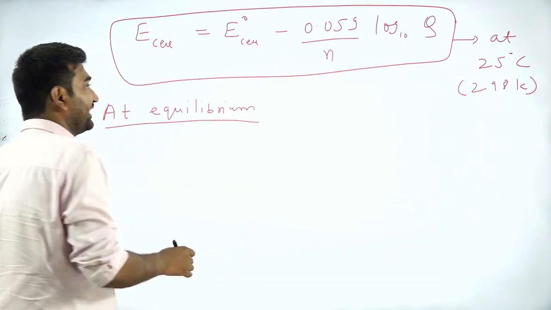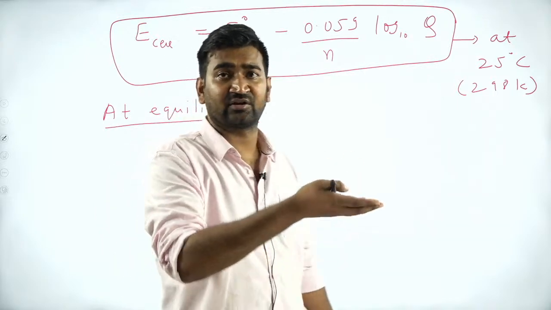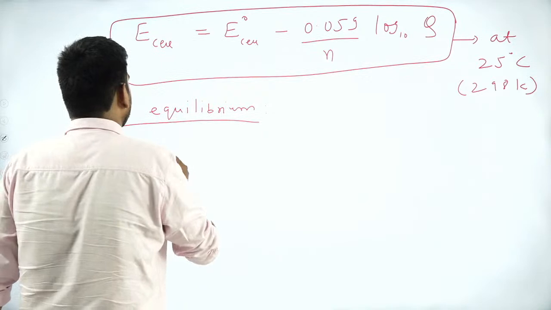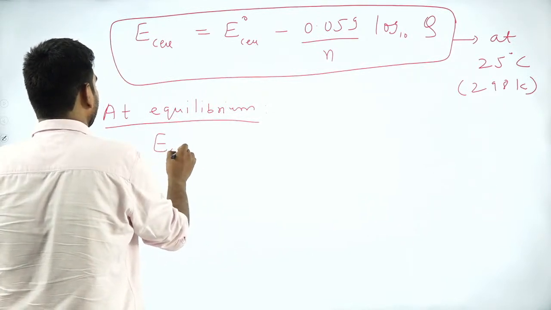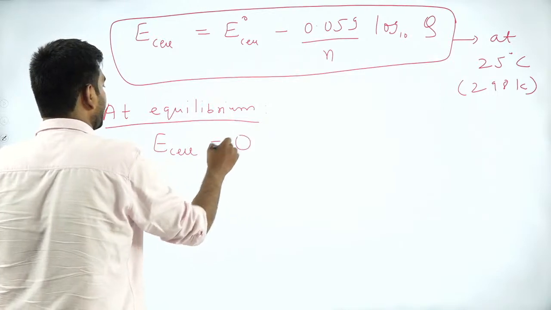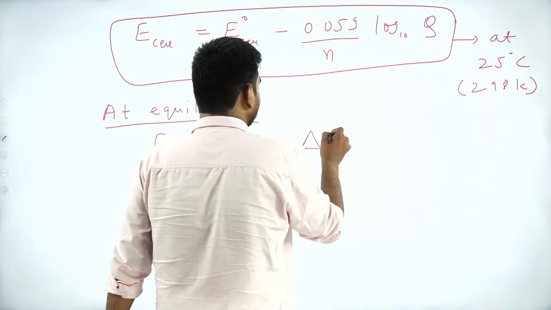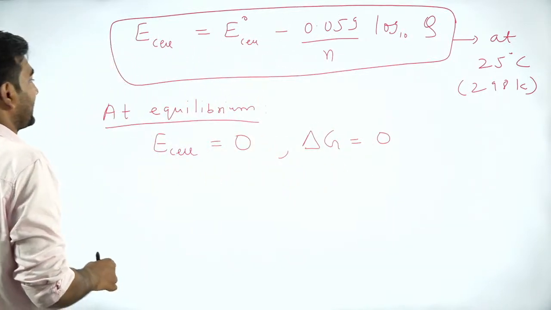And what happens if the rate becomes equal? The rate of the transferring of the electron or gaining of the electron will also become the same. So at equilibrium, what is going to happen? At equilibrium, your E cell will be equal to 0. Delta G is equal to 0. These all things are going to happen at the time of equilibrium.